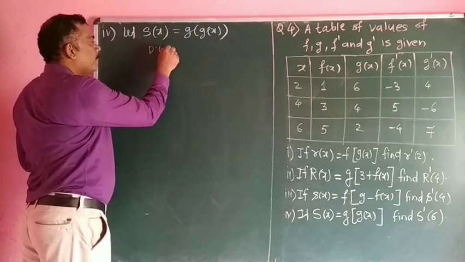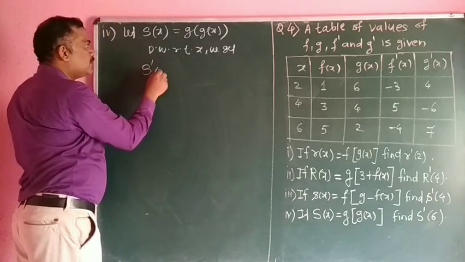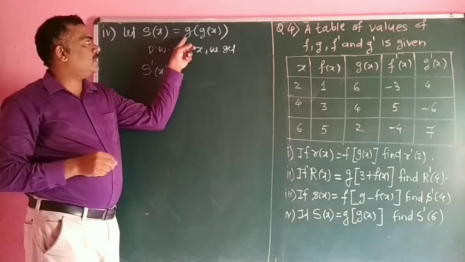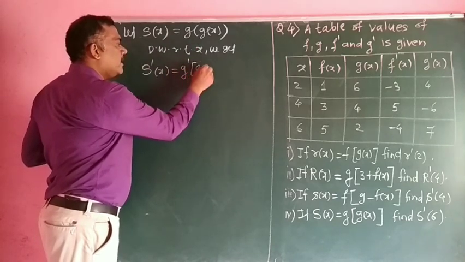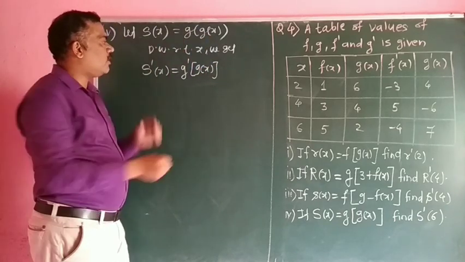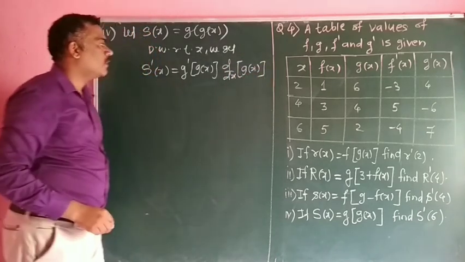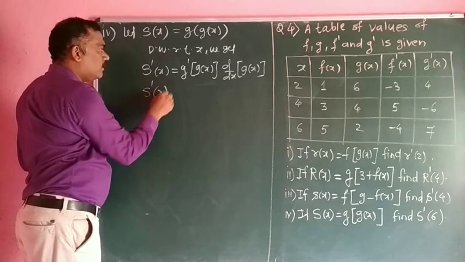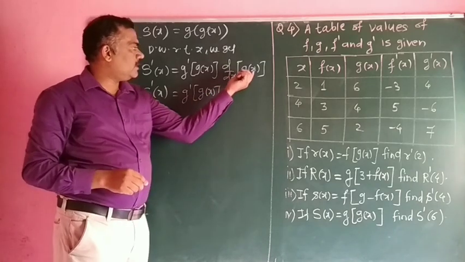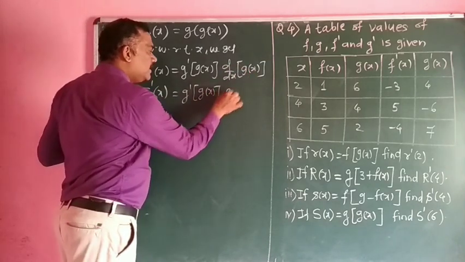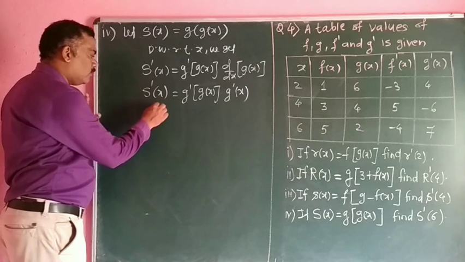Differentiating with respect to x, we get s dash of x is equal to, first of all we differentiate g with respect to x, that is g dash of the variable as it is, g of x, into d/dx of g of x. So s dash of x is equal to g dash of g of x into the derivative of g of x with respect to x, which is g dash of x. We have to find s dash of 6, so put x is equal to 6.